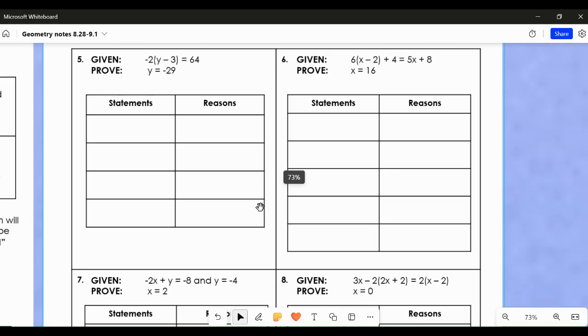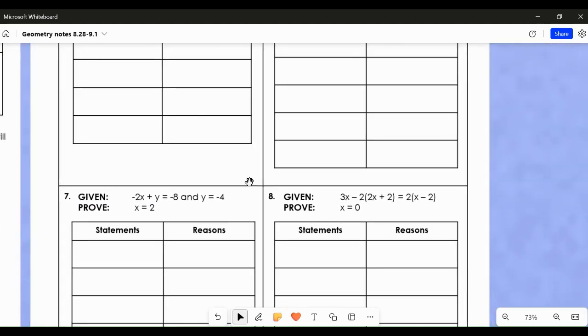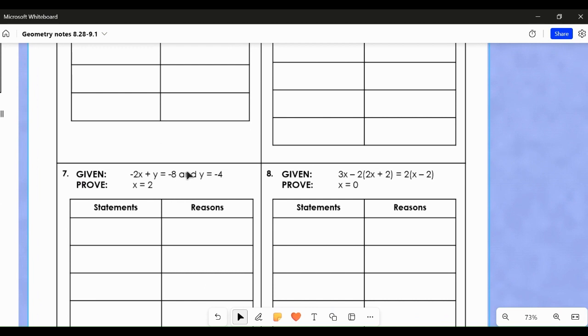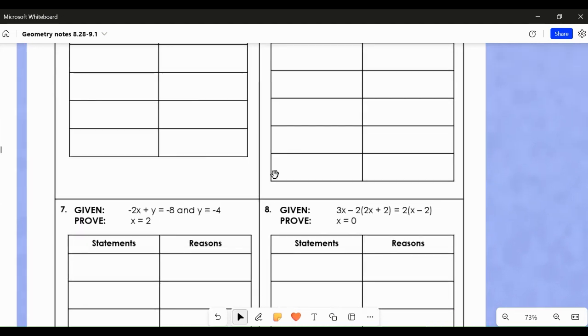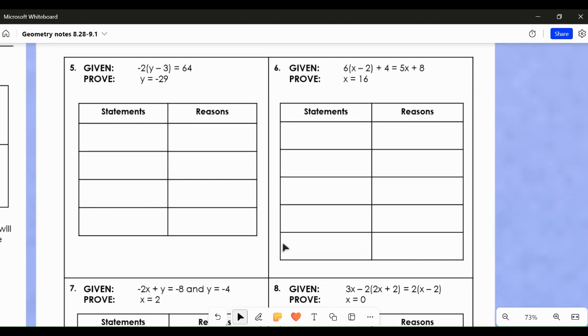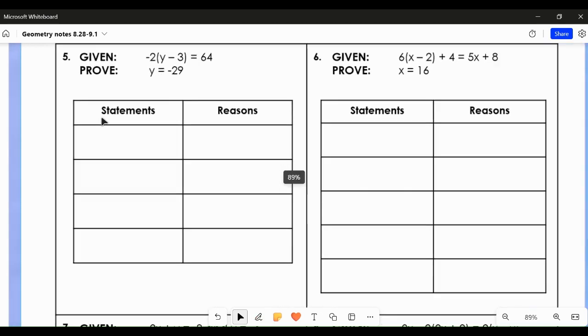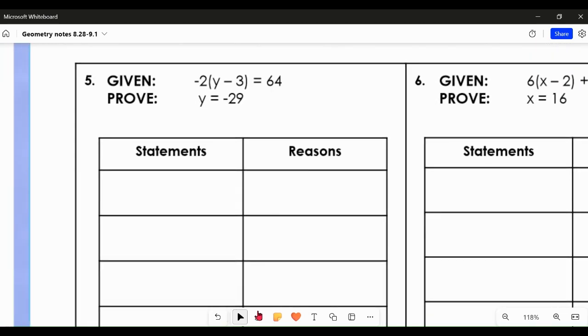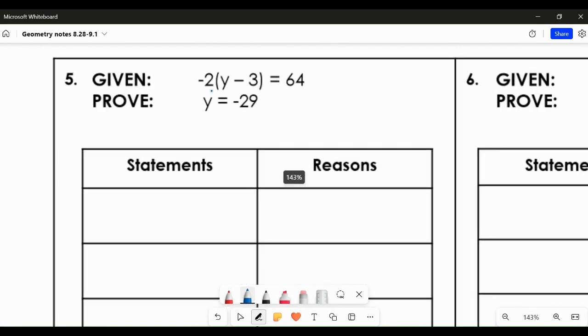Now, on the inside, with 5, 6, 7, and 8, we have, it looks like 1, 2, 3, 4. Yeah, all these are having you solve all the way to the end. So let's put up our basic bits of information. We know two things for number 5. We are given -2 parentheses y minus 3 equals 64. So that's what we start off with.